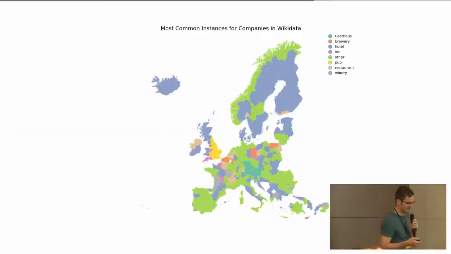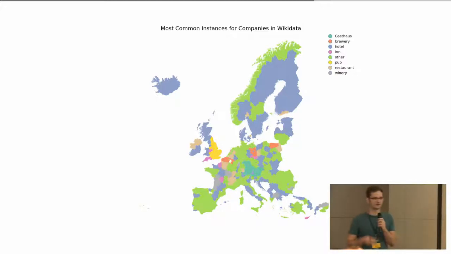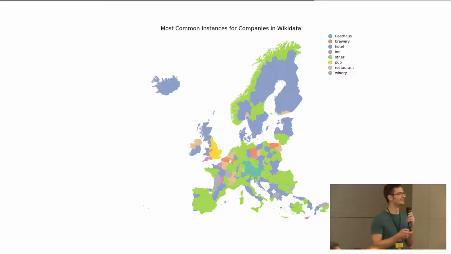And the interesting thing is when you have this instance of, you can drill down inside this data. You can filter the data so you have only companies in Wikidata. And then you can visualize, okay, which companies do we have here? And then you can see, okay, Germany and Austria has a Gasthaus, which is basically a restaurant. And then you have a brewery, and in England you have a lot of pubs. Surprisingly.